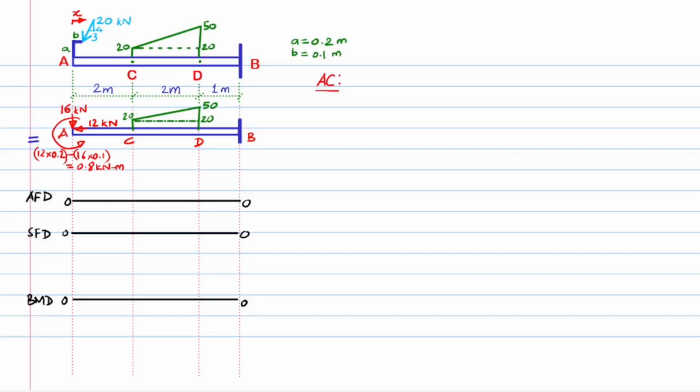Now, for the region AC for which the variable x is greater than and including 0 and less than and including 2 meters, the axial force at x is written as plus 12 kilonewtons, which is a constant value indicating tension within the part created.